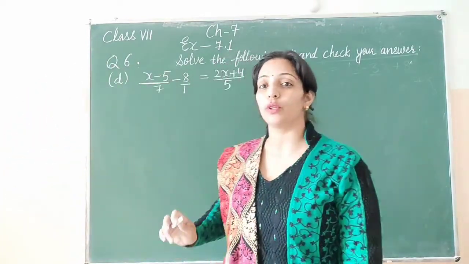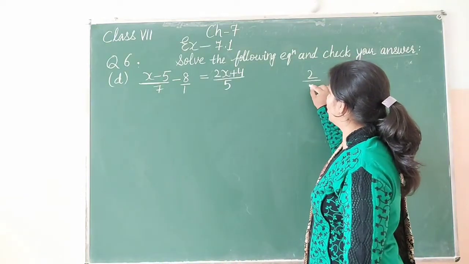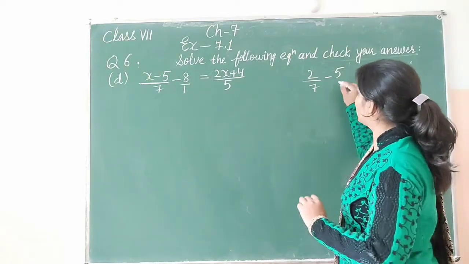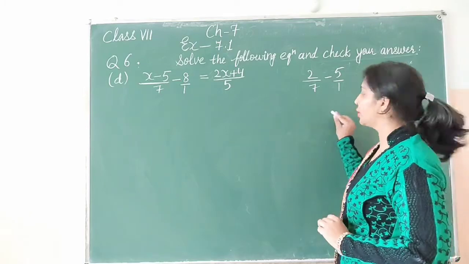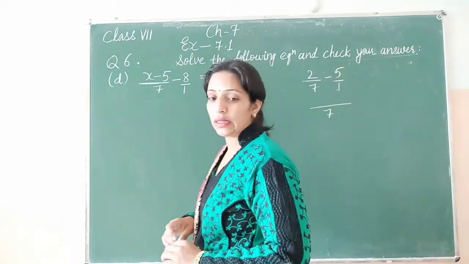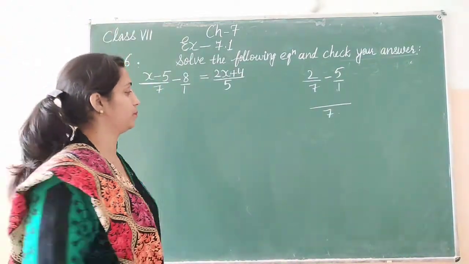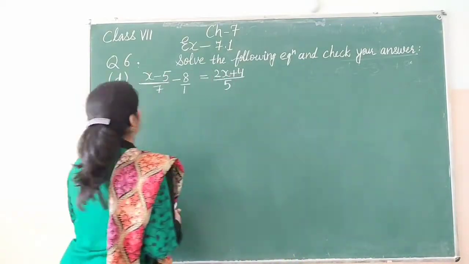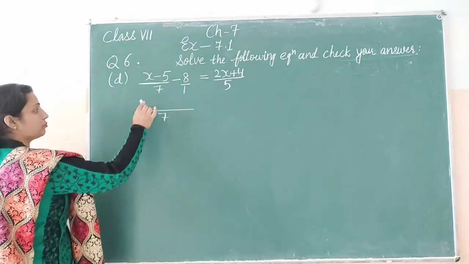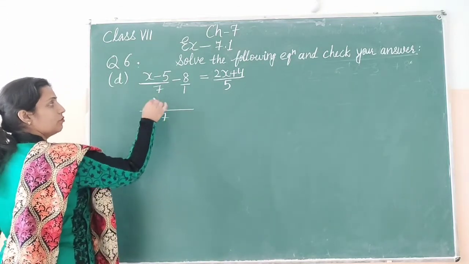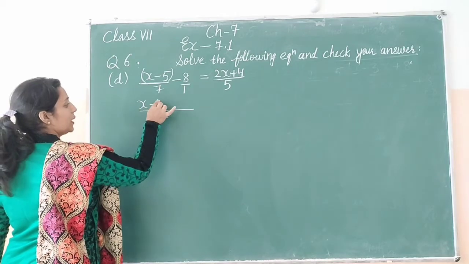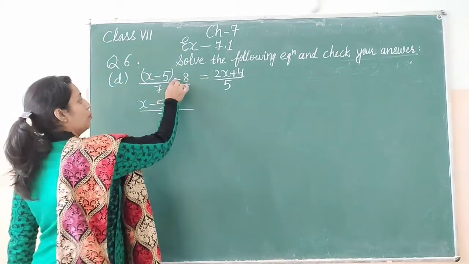Like you are doing from the lower classes, that if we have to solve 2 by 7 minus 5, from 2 by 7 if we have to subtract 5, then what you were doing? Putting 1 in the denominator and then taking the LCM and then solving the question. In the same way we will do here. So 7 as LCM. Now 7 divided by 7, 1. So we will multiply this by 1. Then it will be as it is, x minus 5 minus 9.